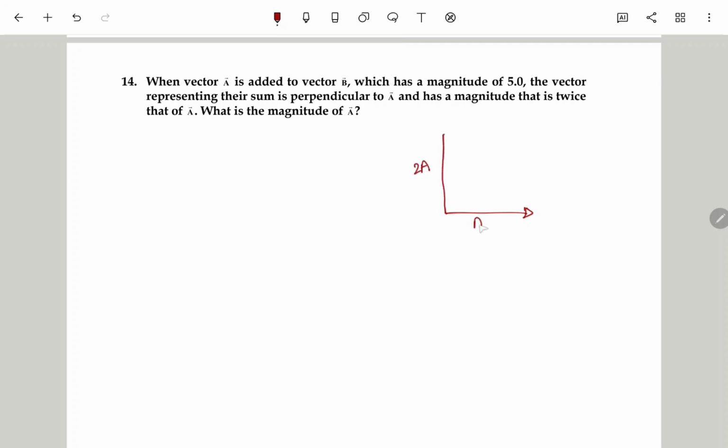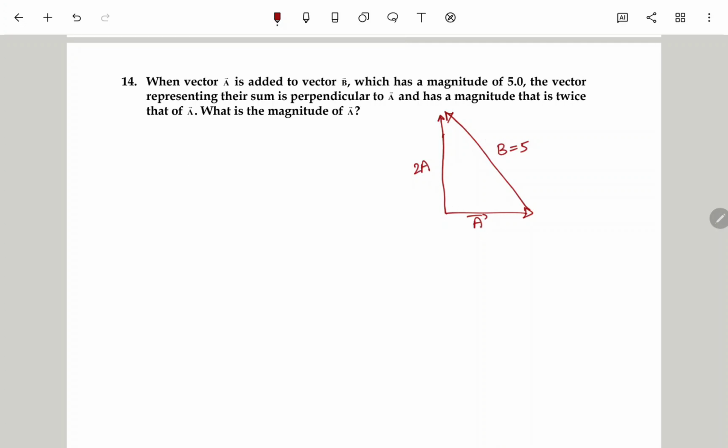So if this is A, this will be 2A, this one here. And the other vector B in this case is equal to 5. So A, remember, head to tail, so A plus B, tail to tail, head to head, this is the resultant vector which is perpendicular to vector A. Now in this case, B equals 5, and this is A and this is 2A.